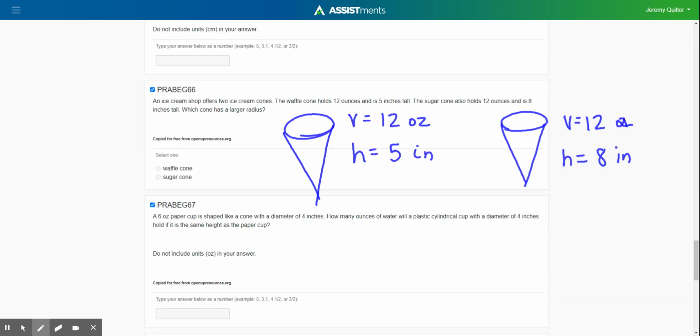Which cone has the larger radius? You'll have to work through that and decide which one must have the larger radius based on the volume and the heights that are given. You can set those up into the formula for a cone. Remember that the volume of a cone is 1/3 the volume of a cylinder. So that might be helpful to you, or you can try to do this through some logic.